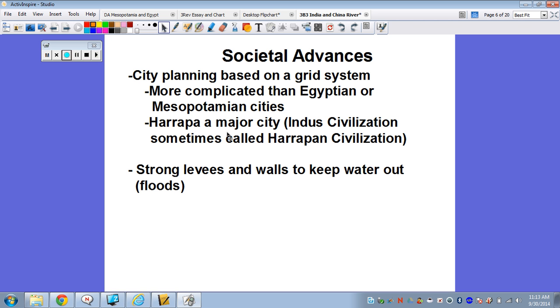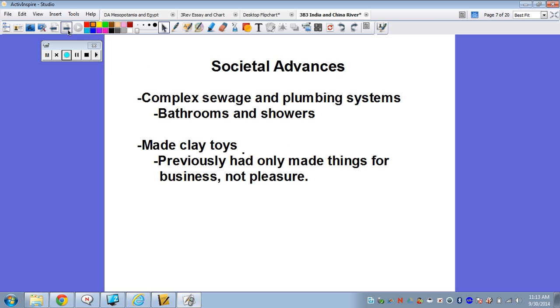Another advance was, we talked about those floods. They created these levees, and a levee is kind of like a wall that you can manipulate, and you can use it to keep the water in or to keep it out, control the water levels. And they created those and were able to use that to their advantage.